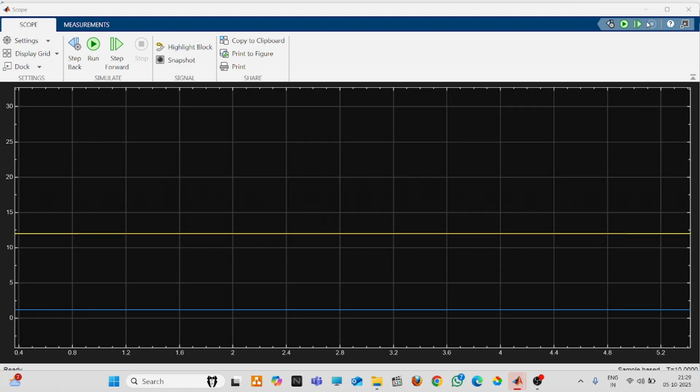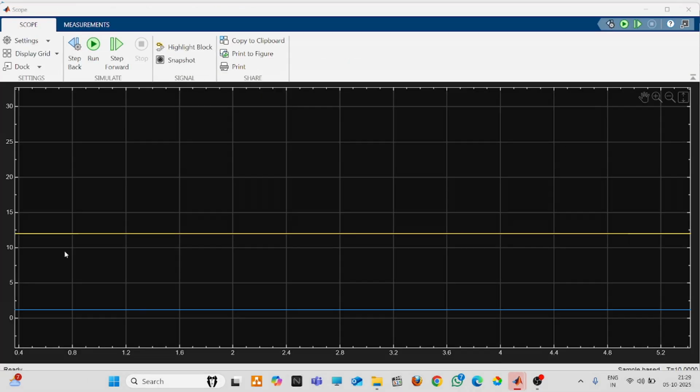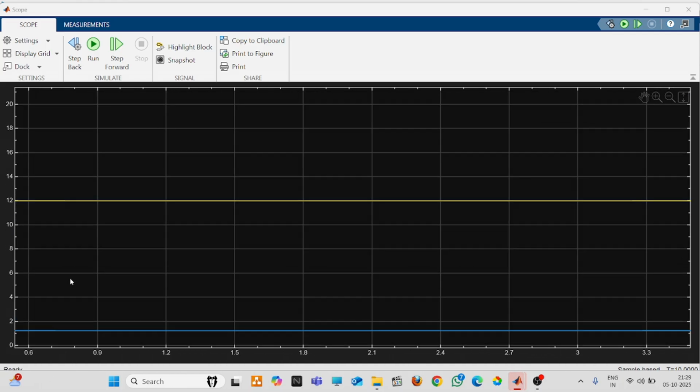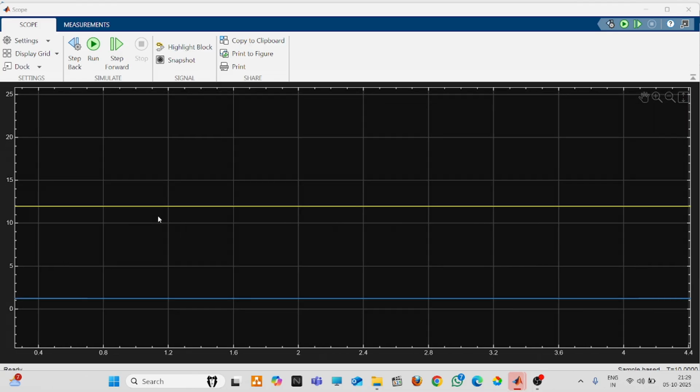What is the current value? Just 12 volt is applied onto the resistor, so the current value will be 12 upon 10. I think it is 1.2 ampere. Yeah, it is 1.2 ampere. Yeah, right, this is 1.2 ampere. So you have got the desired result.